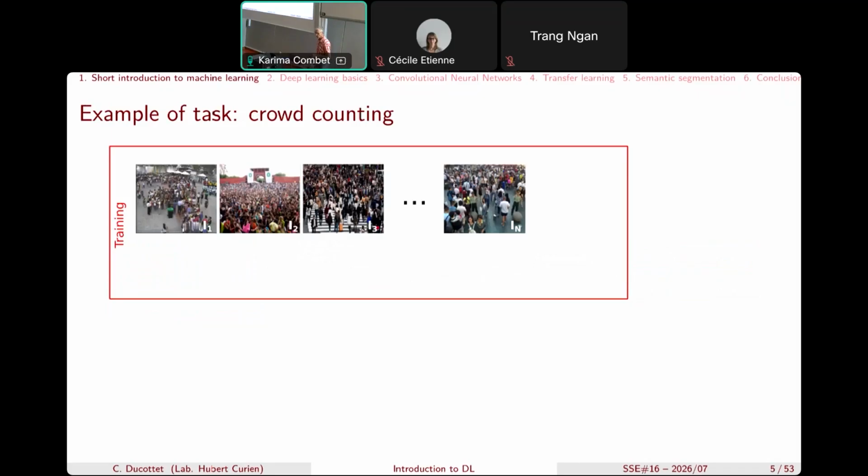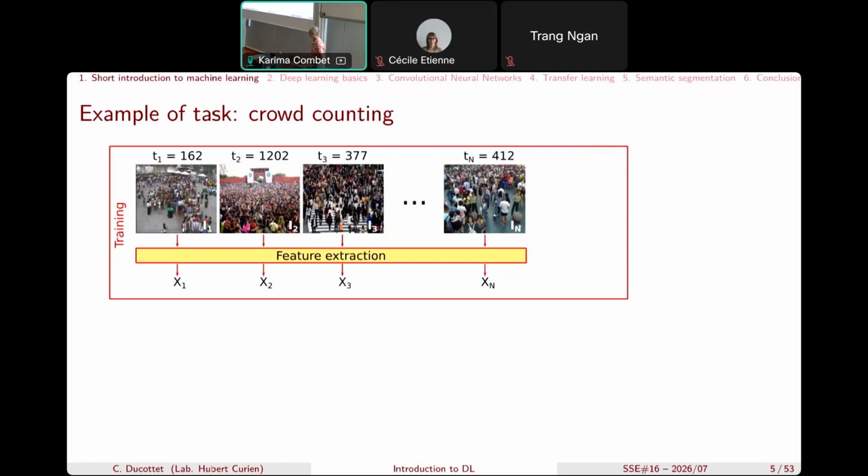But let's consider a simple task like, for example, crowd counting. In this task, we have some images, and we want just to count how many people we have on these images. So we want these target labels, which are the real number of people on the image, which is, for example, here T1, T2, and T3. For each image, we suppose that we know the real number of people in this image. And we want to train a machine learning system.